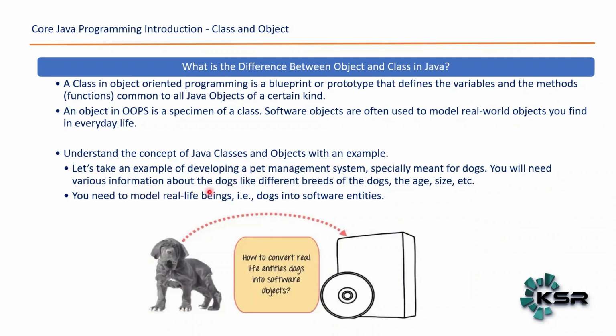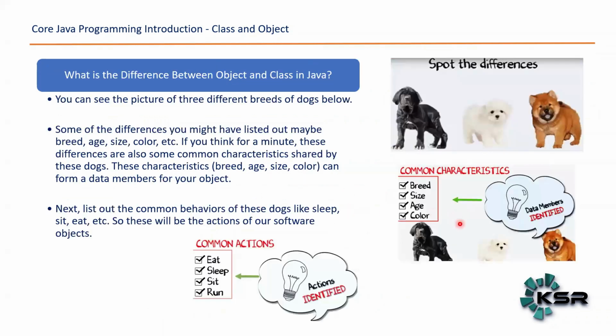Like an example, see here, for example, you need various information about a dog, right? What is the breed of the dog, the age, size, etc. That is what we are going to see. For example, what are the characteristics of a particular dog? It is a breed. What is the breed? Whether it is Pomeranian or whatever. What is the size? What is the age, 4 or 5? What is the color? Whether it is white or brown or black, right? Action, right? It can eat, sleep, sit, run. So these are characteristics.